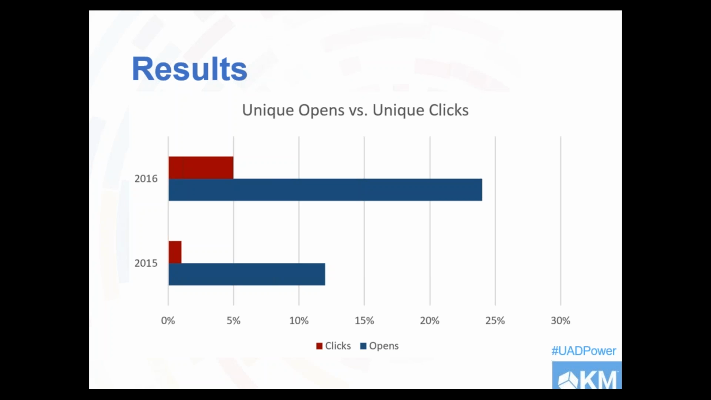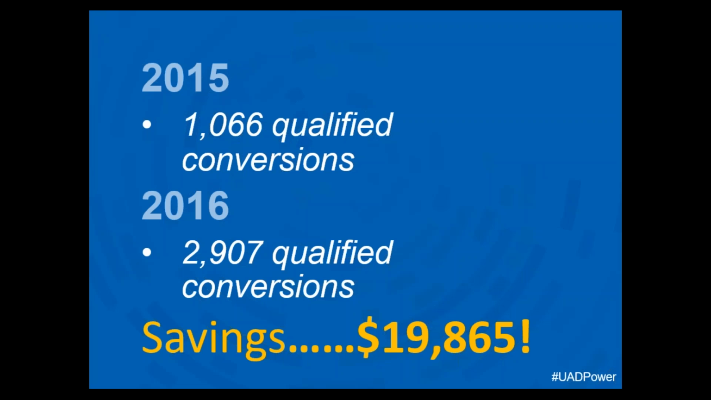So in 2015, you can see we were averaging about a 12% unique open rate and a 1% unique click rate. In 2016, we've literally doubled our unique open percentage to nearly 25%, and we're sitting at a 5% unique click rate. There are a lot of different factors that go into this, which I'll get into shortly. But it's amazing how just segmenting your audience and really understanding them can change things from one year to the next.